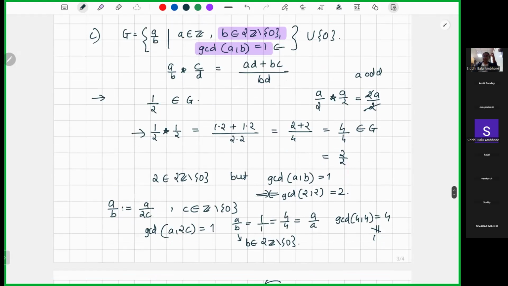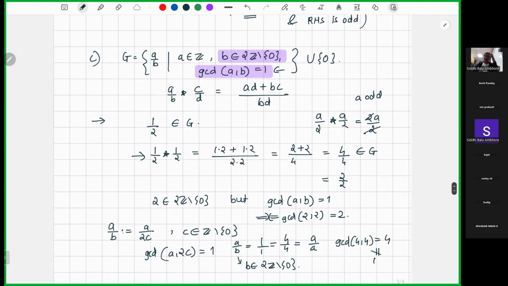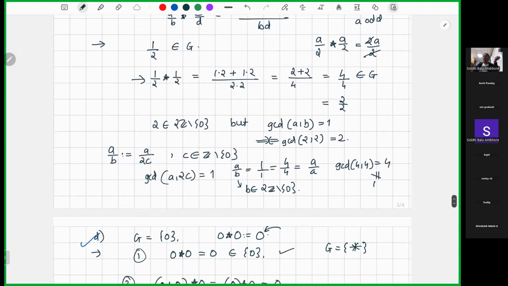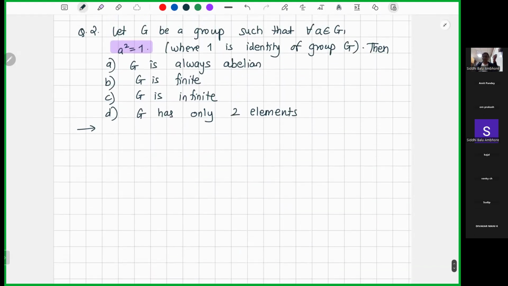So these two conditions, we have to check how the G is defined. G is such that it always wants B to be inside 2Z minus 0, and a GCD of A and B must be equal to 1. Satisfying these two simultaneously is the problem for this 1 by 2 case. Okay. So question 2.